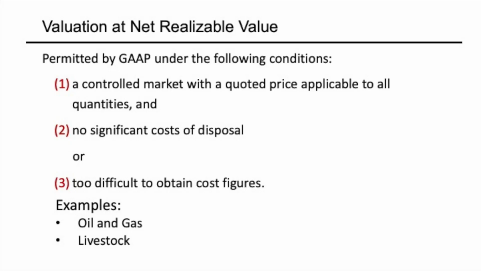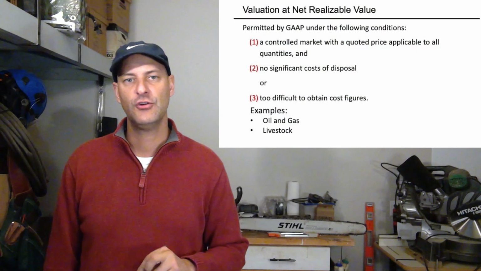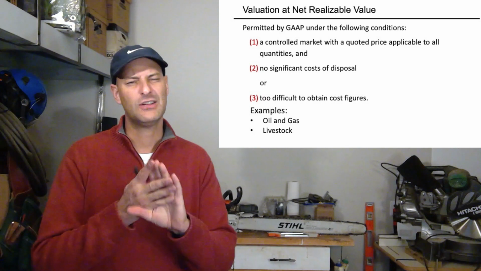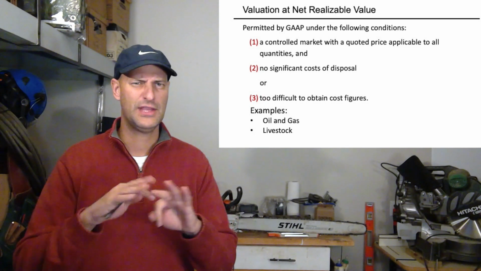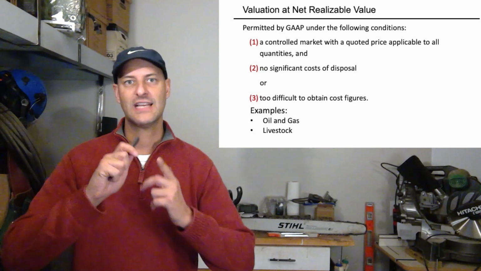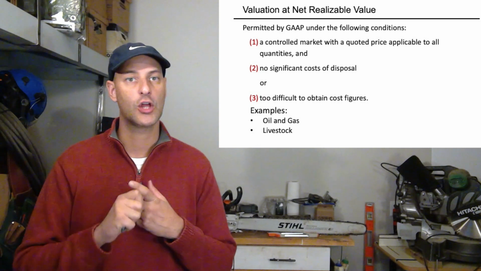So there's a couple of ways that GAAP has essentially agreed to or accepts providing a value to that ending piece of inventory. The first one, under some conditions, you can actually use the market value of that good to determine what it's worth. Now, this is only allowed in a few circumstances, and there have to be a couple of criteria. There are three things to think about. It takes two of them to be allowed to do this. First of all, always, there has to be a controlled market with a quoted price applicable to all quantities.